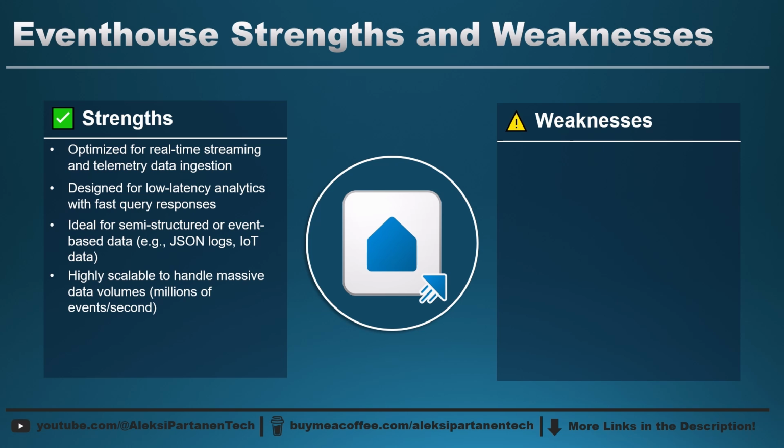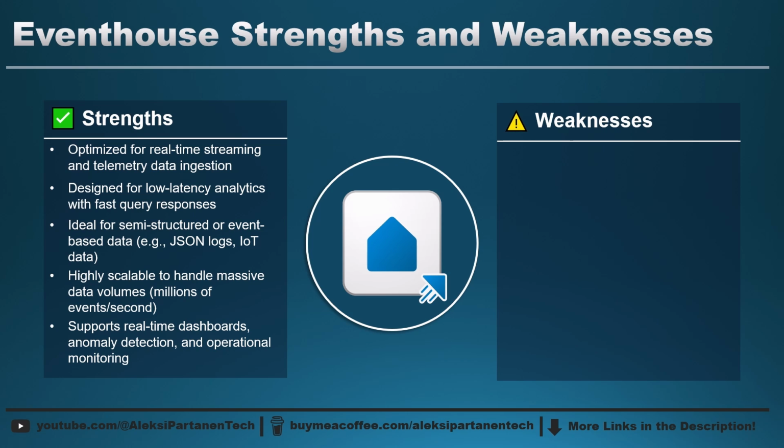Eventhouse is also highly scalable. It can handle millions of events per second without slowing down. Of course, this also requires a lot of Fabric capacity, but still it is doable with Eventhouse. Finally, Eventhouse supports real-time dashboards, anomaly detection, and operational monitoring. This makes it a strong platform for real-time decision-making and alerting if you are facing those kinds of challenges in your business or projects.